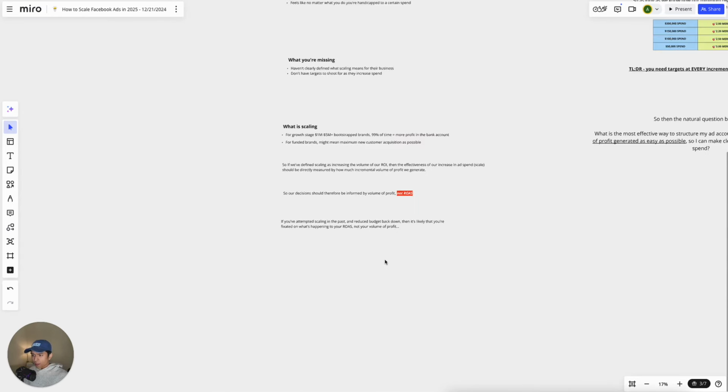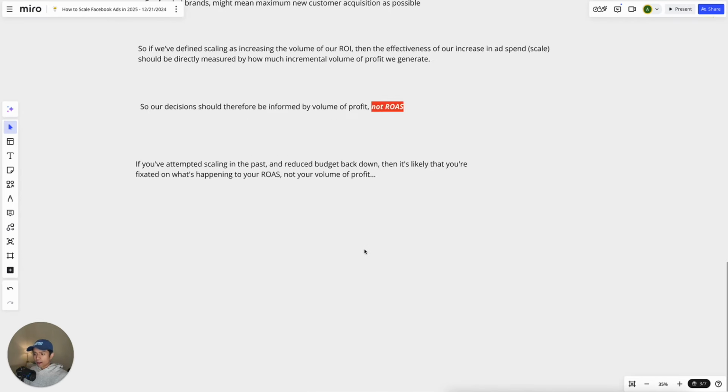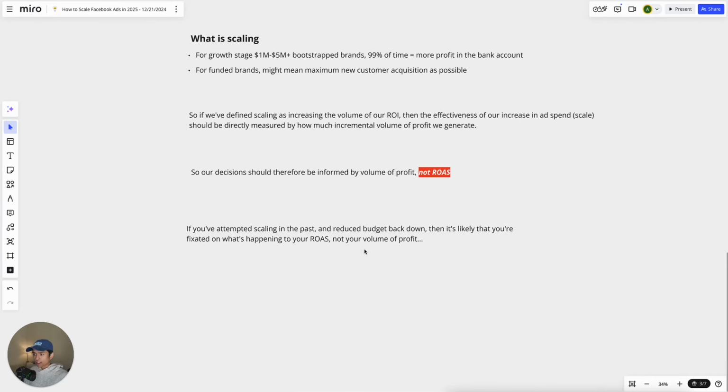So now that we know what scaling is, and now that we know what the problems are when we look at ROAS, let's talk through how to actually set targets in terms of scaling ad spend.